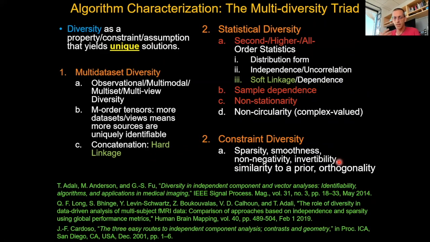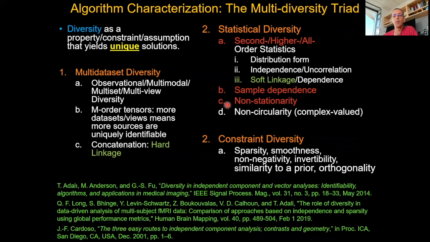One of the ways that we've been looking at this is characterizing the algorithms along what's called the multi-diversity triad. So diversity in this context is a property, a constraint, or an assumption that gives us a unique solution. And so we can think about multi-data set diversity, where we have multi-data sets or multi-views. One observation, for example, is that the more data sets or views we have in an M-order tensor decomposition allows us to estimate more unique sources. This assumes a hard linkage. Essentially, we're concatenating data sets in multiple dimensions.